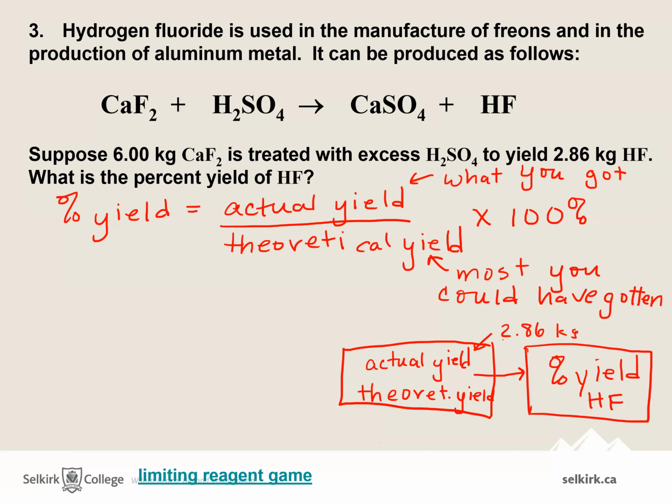Good. Do I know the most I could have gotten? Do I know the theoretical yield? Well, another way to think of theoretical yield, another meaning is, that's the amount that you calculate based on the amount of starting material. That, finding the theoretical yield, is a stoichiometric problem. We have to relate the amount of starting material to the amount of product. So if I want to know the theoretical yield of HF, I'm going to have to calculate that based on the amount of calcium fluoride.